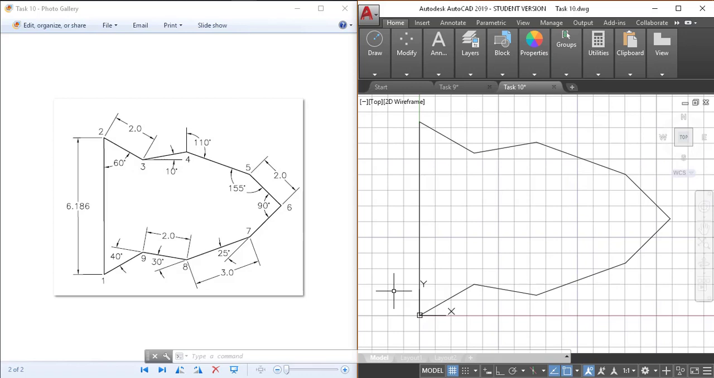Thank you very much. This is all we have about the line command, and in the next video we will start the circle commands and perform a number of tasks so that you can understand how to use the circle command. And while doing the tasks related to the circle command, the line command will also be used. Thank you very much.